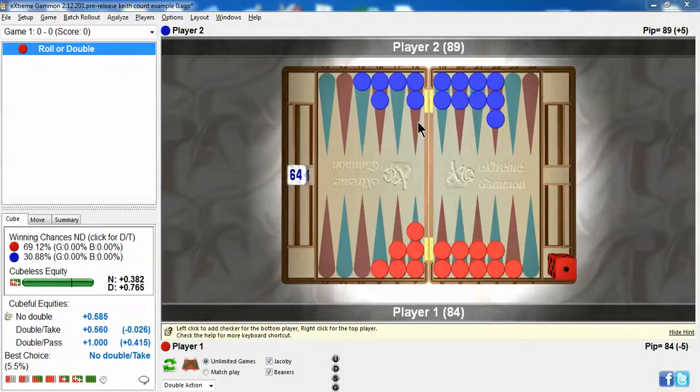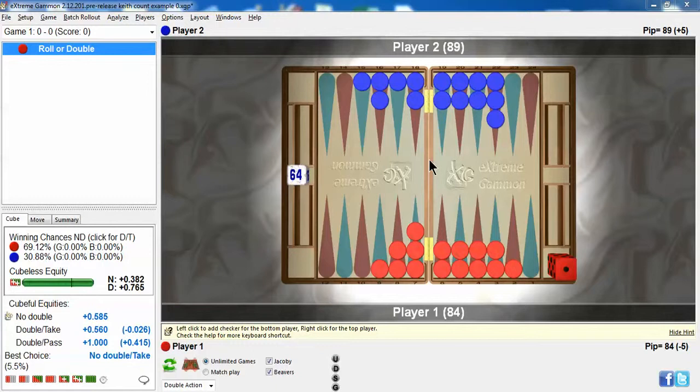Why does blue win more if he's holding the cube? Well, if he's holding the cube, he's got cube vig. He's got the power of the cube. In a money game or a longer match score, where the take points are like money or like unlimited games, if blue gets the cube, he can redouble.